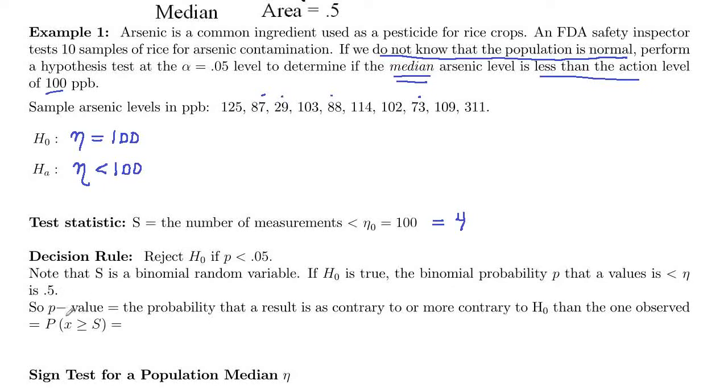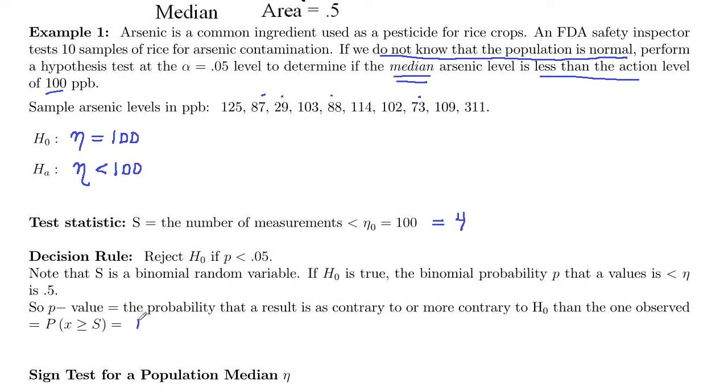So that means that our p-value here, which is the probability that we get a result as contrary or more contrary to the null hypothesis than this sample, is going to be the probability that X, the random variable, is greater than or equal to S, which was our test statistic. So this is always the case whether you're looking at upper tail, lower tail, or two-tail test. And this X is a binomial random variable. Okay, so we're going to use binomial probabilities to compute this.